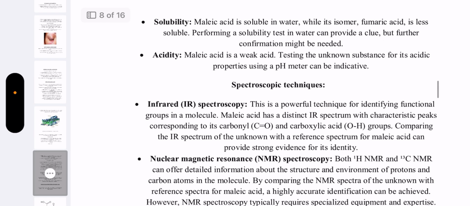Chemical tests. Solubility: malic acid is soluble in water, while its isomer fumaric acid is less soluble. Performing a solubility test in water can provide a clue, but further confirmation might be needed. Acidity: malic acid is a weak acid. Testing a substance for acidic properties using a pH indicator can be indicative.